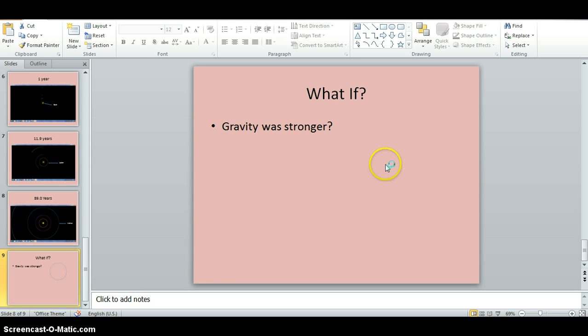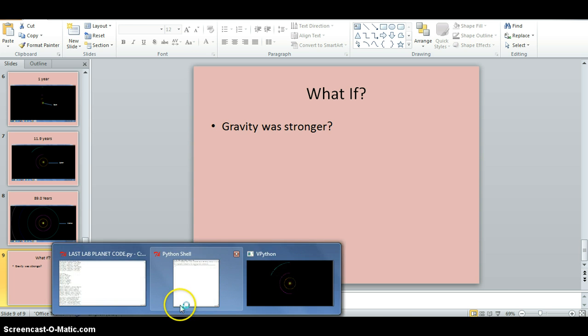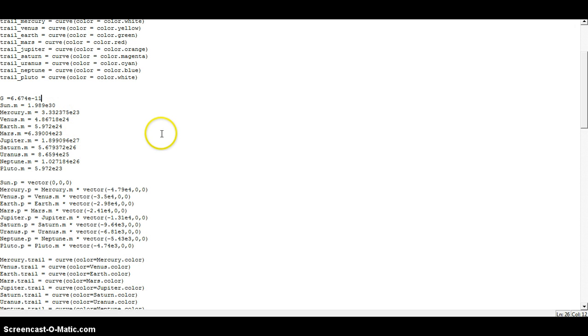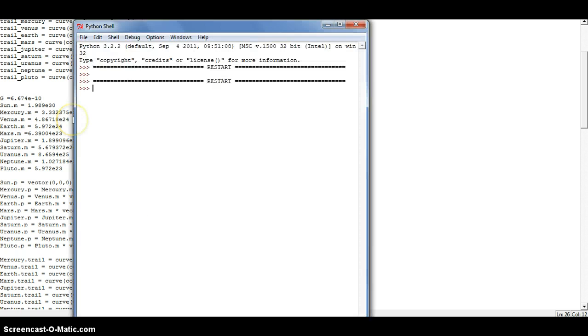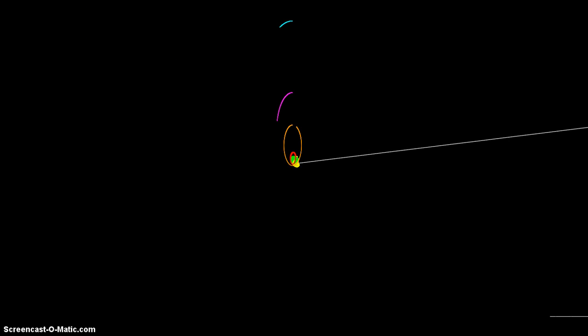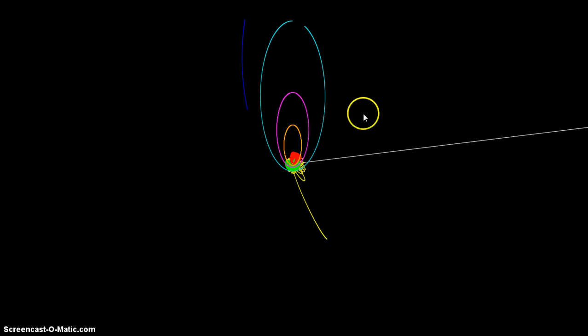For fun, we threw in a what-if question. What if gravity was stronger? To simulate this, we changed the gravitational constant from 6.74 times 10 to the negative 11th to 10 to the negative 10th, and ran it. We see planets get shot off and have very different orbits. Because their starting velocities are so different, many of them assume elliptical orbits, but closer in, there's a much more drastic change, and the planets are shot all over the place.